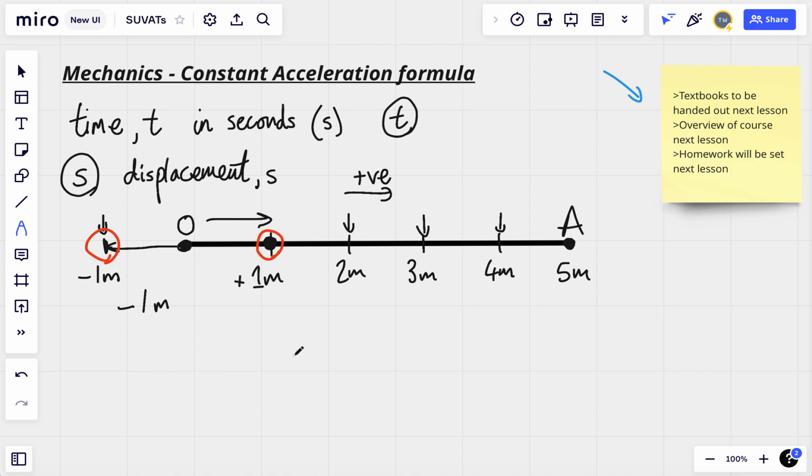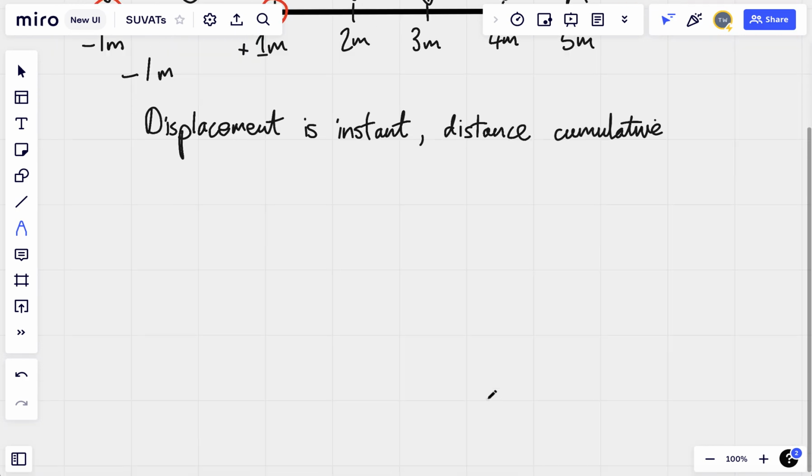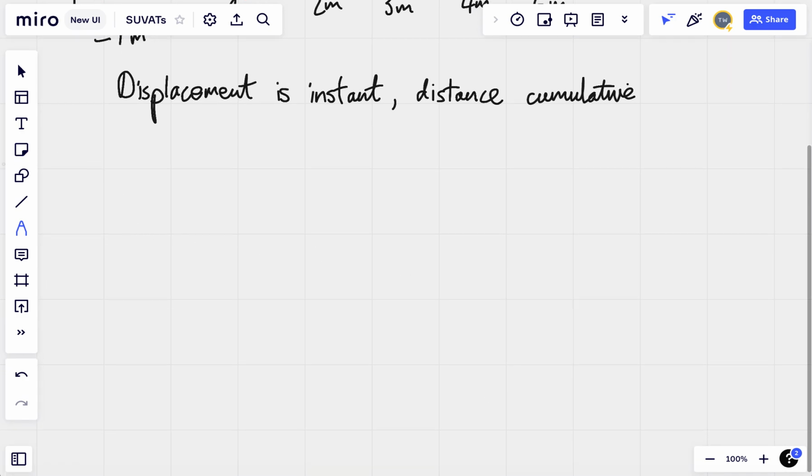So another way of thinking about this is that displacement, as in how far you are from a point, is instant. Okay, so where you are at a certain point in time is your displacement. Distance, however, is cumulative, as in the distance you've travelled adds up over time. So I'll show you what I mean by this.